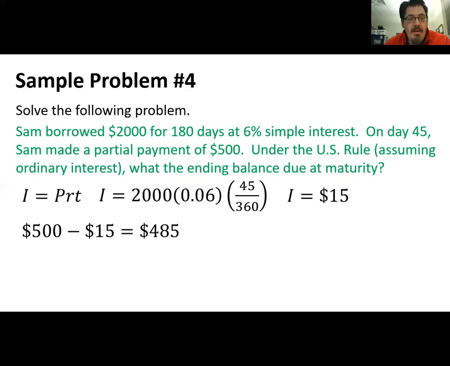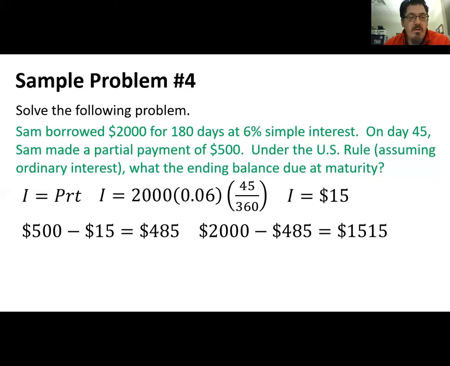So what's going to happen is $485 is going to be applied to the balance that is still out there in terms of principal. So if I take $2,000 minus $485, the balance now is $1,515. Now, by making this partial payment, we've reduced the amount of principal. So as interest continues to accrue, it's going to accrue on a smaller amount.